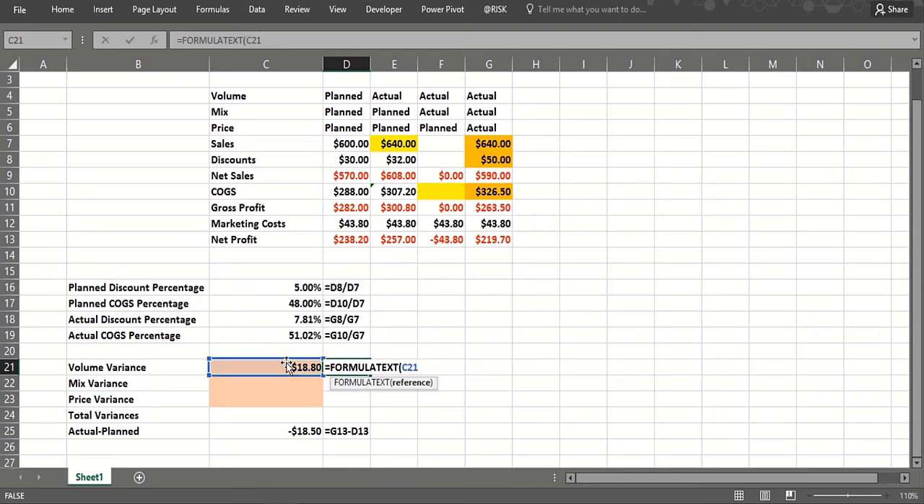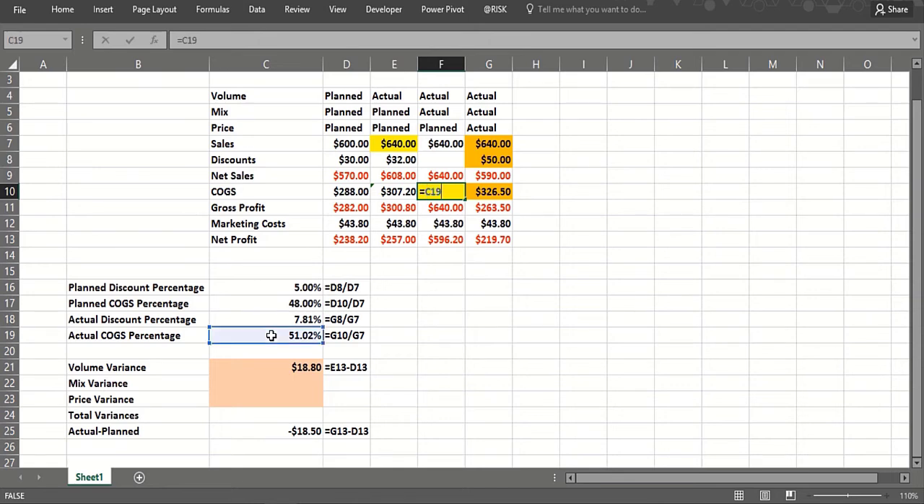Let's now go to the next step in the variance analysis. The next step is we're going to change the product mix. So we'd still keep sales at 640, which is what it actually was. Now the cost of goods sold is going to change to 51.02% times this, so that's going to be 326.50. Now the discount, we keep that at $32, because we are not changing the discount percentage, so it'll be 5% of 640, the same deal there.